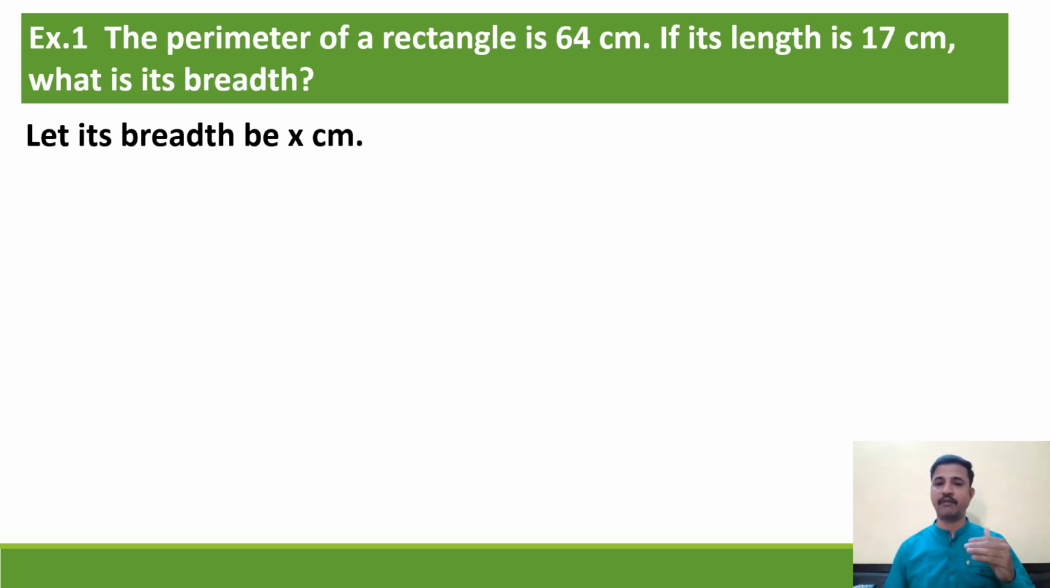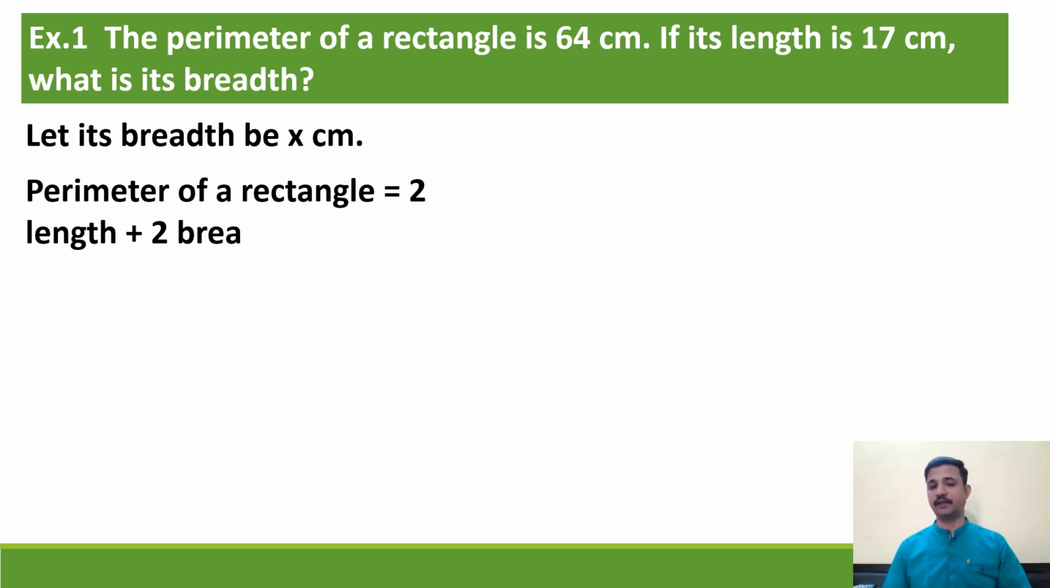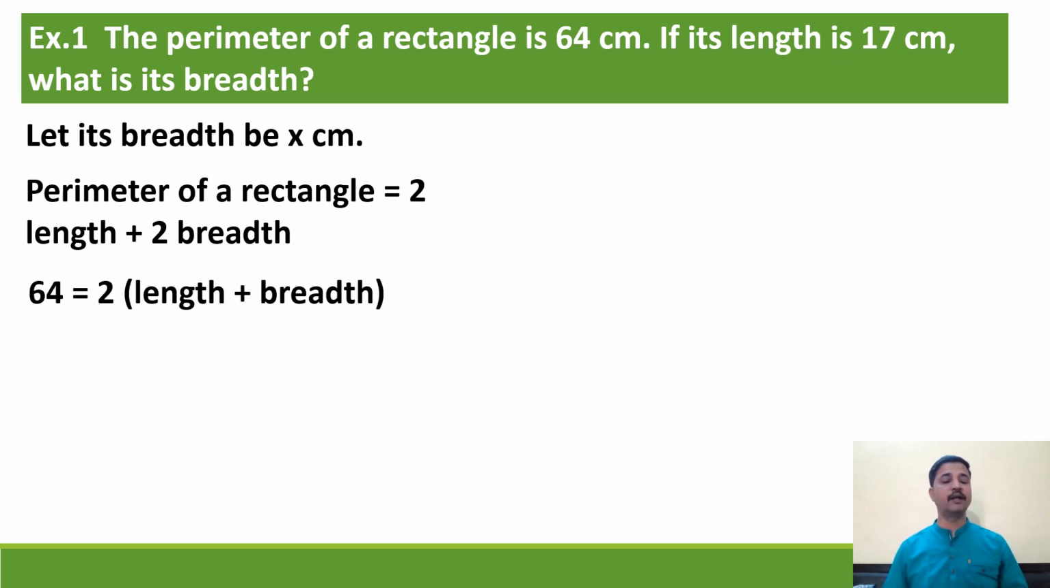Our formula is perimeter of rectangle equal to 2 length plus breadth. So 2 is common and length is 70 centimeter. Breadth is x. Perimeter of rectangle is 64 centimeter. Put this value. The 64 equal to 2 in bracket length plus breadth. Length value is 70 centimeter, breadth is x. So 64 equal to 2 in bracket 70 plus x.